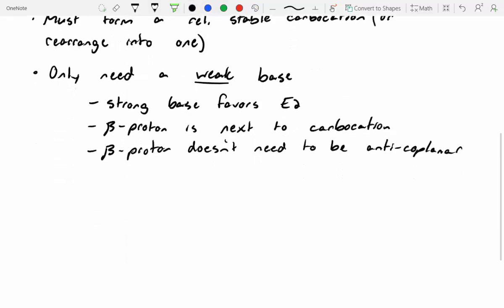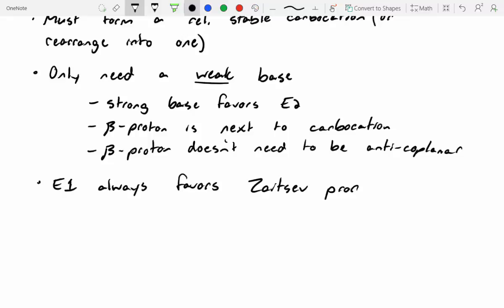The other cool thing with this is that the E1 reaction always favors the Zaitsev product. There's one big problem with E1 though, and that's it follows all the same rules as SN1. So oftentimes when you do it, you observe a mixture of E1 and SN1 reactions. They're really common.